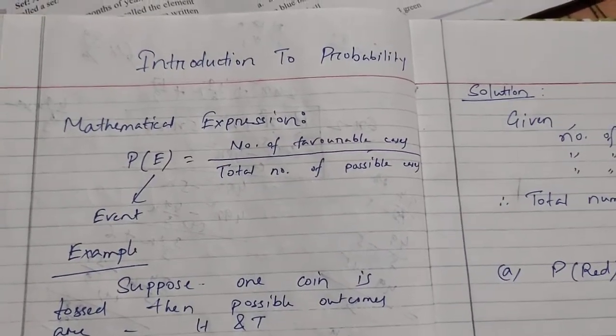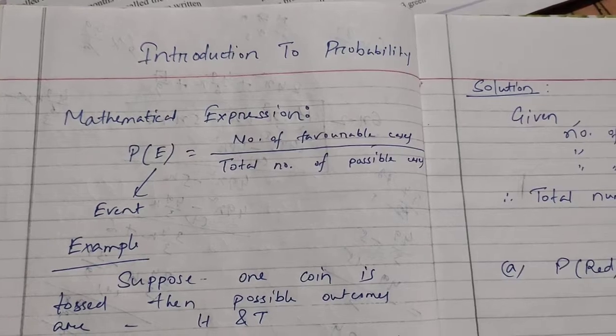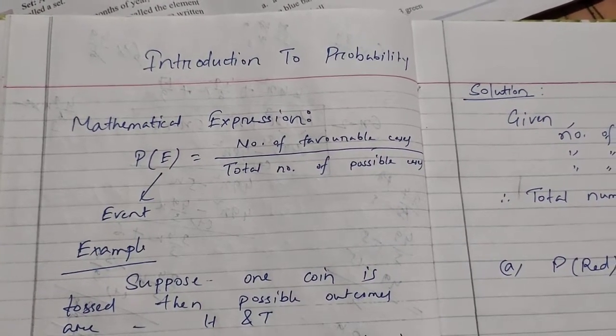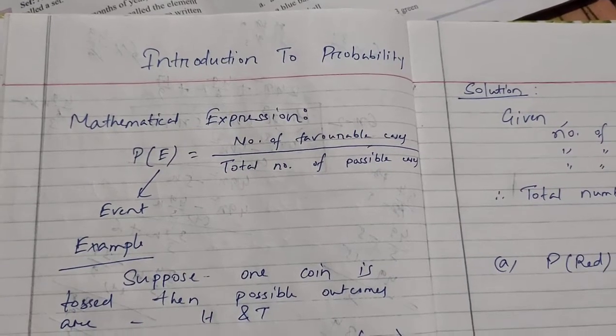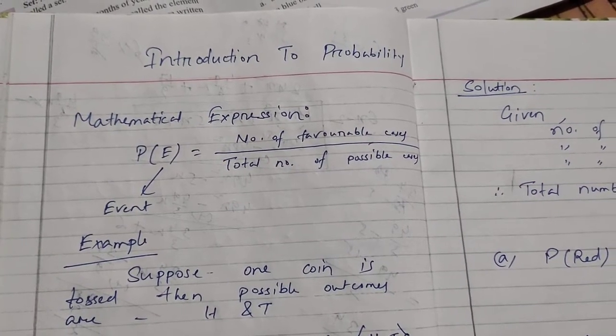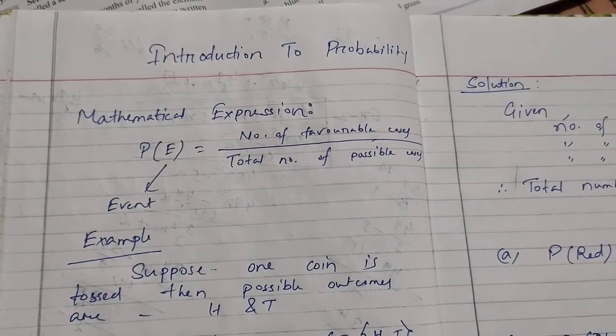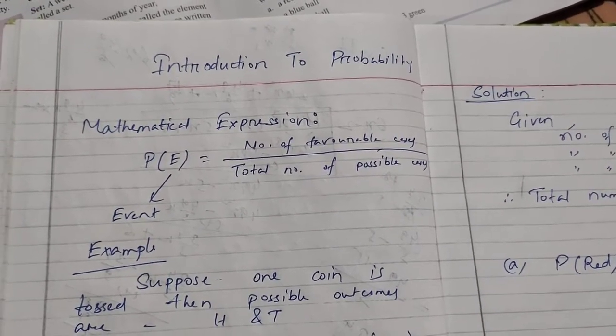So today's class, I will do the revision of one chapter, which is Introduction to Probability. From this chapter, minimum 6 marks will come. The definitions of this chapter are very important, so all of you, revise the definitions also. Now come to the topic.